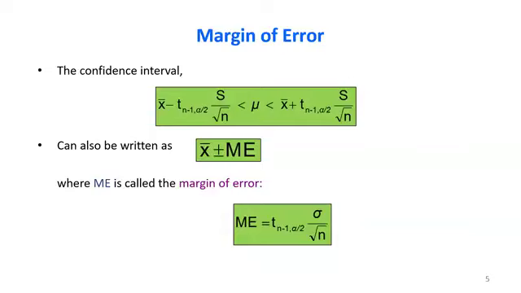use this particular formula, which is x bar plus minus margin of error, where the margin of error would be t n-1, where n-1 is nothing but degrees of freedom, and alpha by 2. Okay, and now this is wrong. This is s, not sigma. And instead of sigma, we have to go with s by root n.